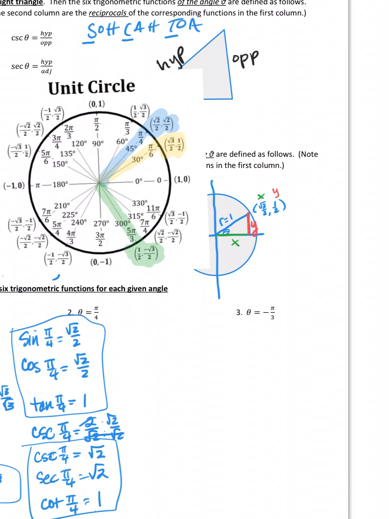I want you to try this on your own, now that we've identified it, and see if you can come up with the correct 6 trig ratios based on that angle. So pause the video, try it out, and then come back and see how you did.